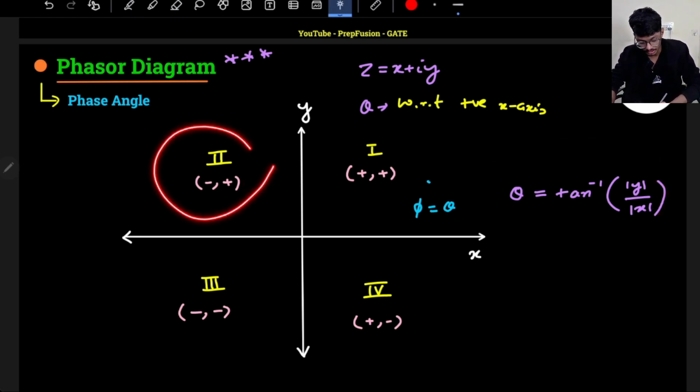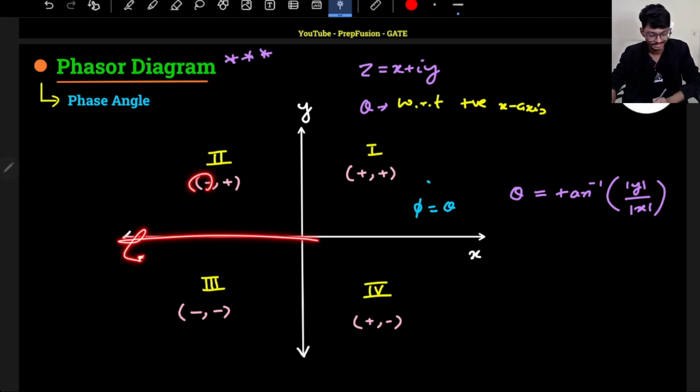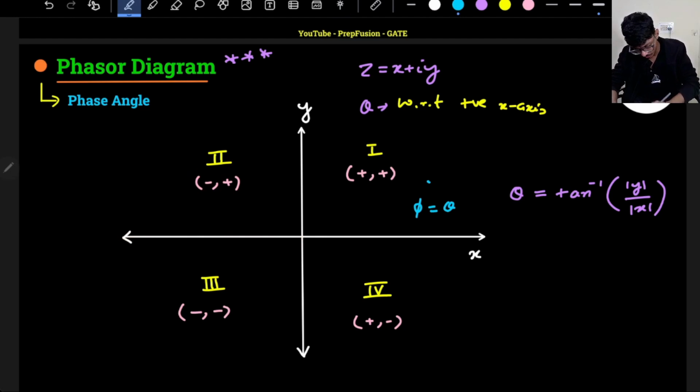In the second quadrant, my x is negative because I am lying on the negative side of the real axis, and the y is still positive. If that's the case, then if you get to this point, let's say my point is lying here and your x value is this one. Just talking about the length.